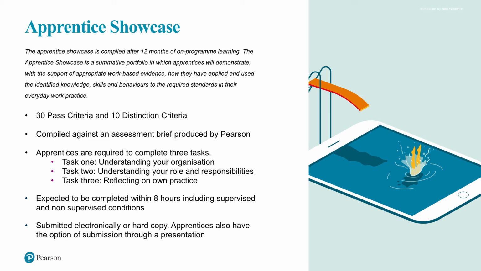tasks. Task 1 and Task 2 require the apprentice to produce evidence around understanding their organisation and understanding their roles and responsibilities within their organisation. These are pretty much linked directly to the knowledge criteria within the apprenticeship standard. The third task is around reflecting on their own practice.